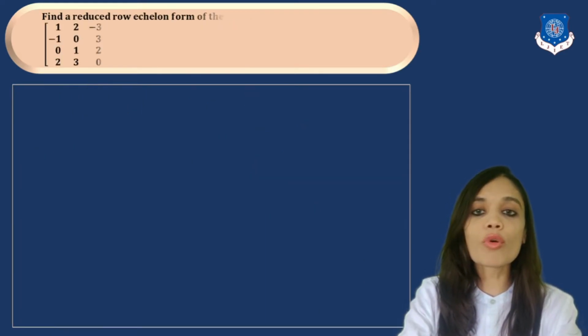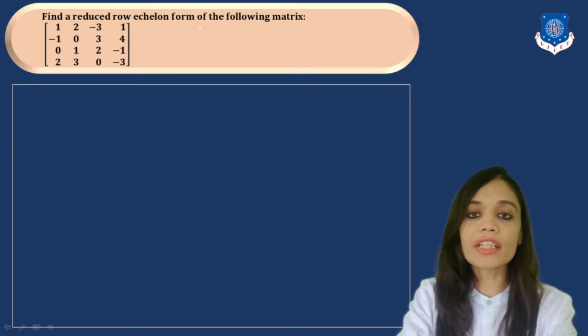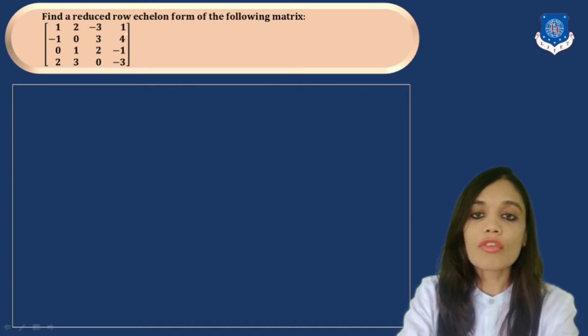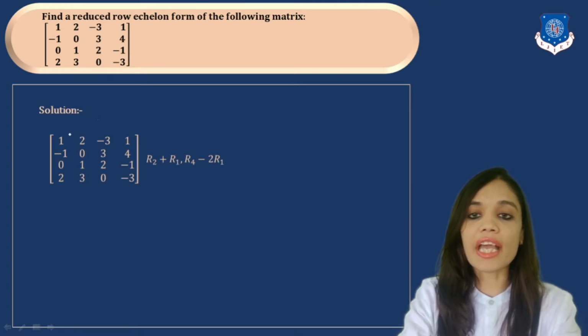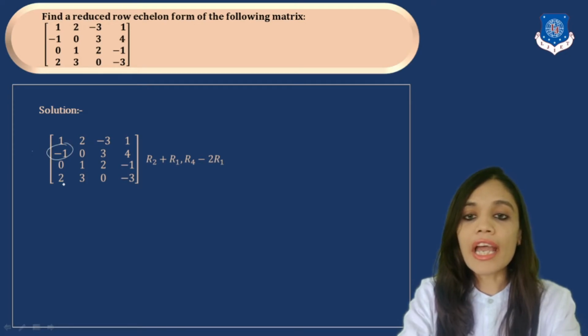Next, let us solve one more example. Here we have to find a reduced row echelon form of the matrix 1 2 -3 1, -1 0 3 4, 0 1 2 -1, 2 3 0 -3. Here first we will find the row echelon form and then convert it into the reduced row echelon form. So here we are given matrix A. So firstly we need to make 0 at this place and this place.